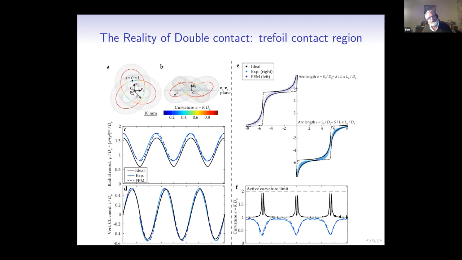So that's the radial coordinate as you go around. And so now the ideal is noticeably different. And what's happened is that both the experiment and the finite element, they're further out. That's the message I want you to get. But the experiment and the finite element are still very close, but they're noticeably different from the ideal.